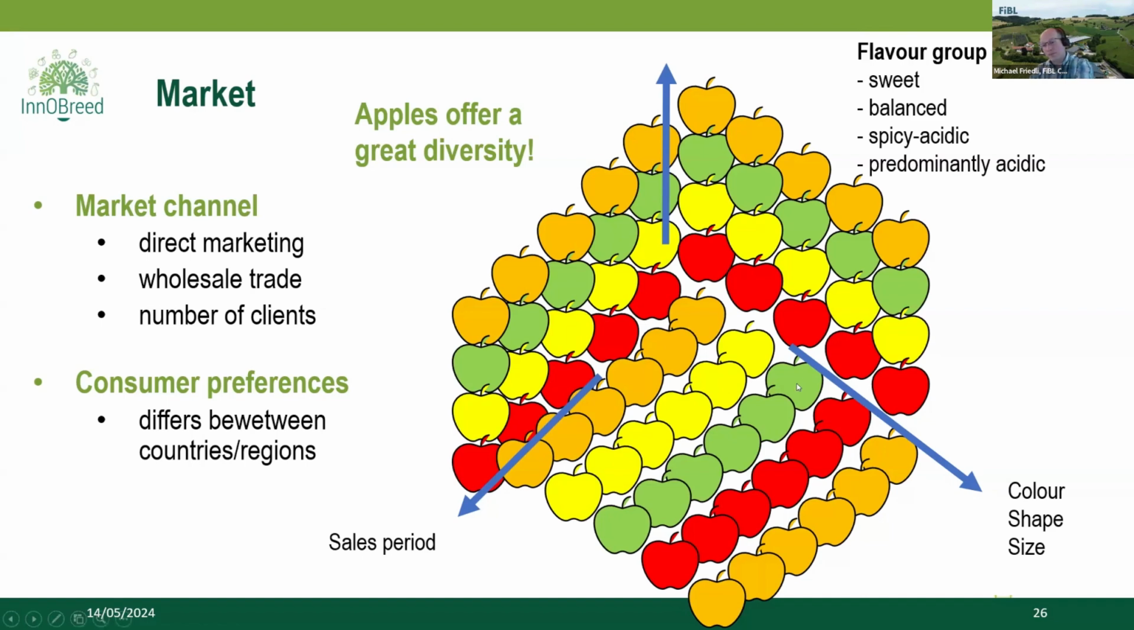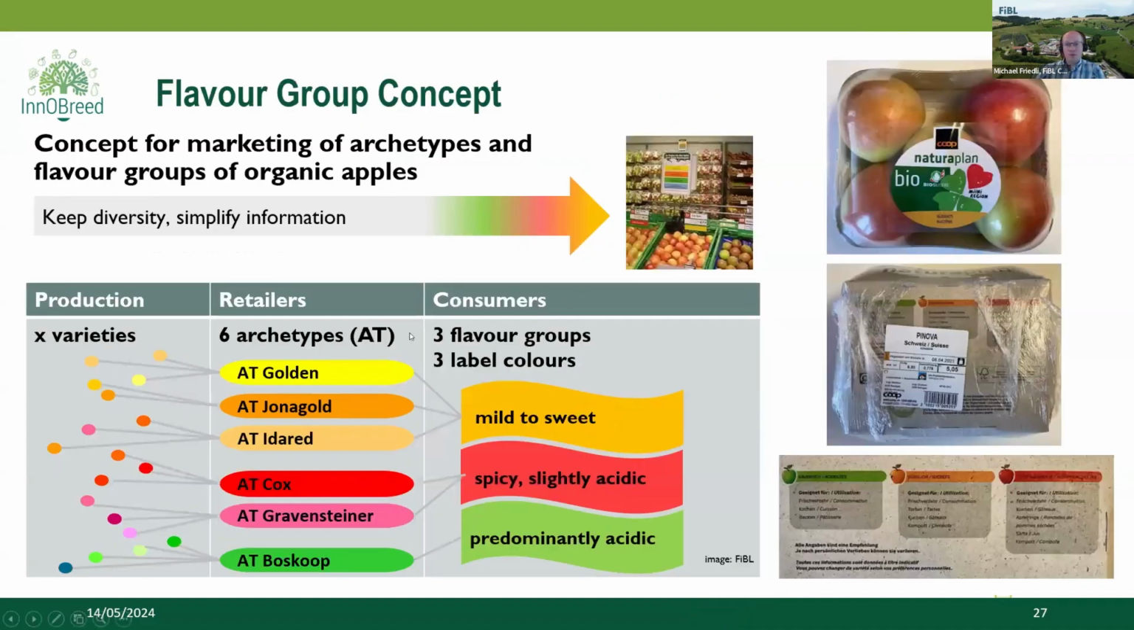And to overcome this, Fiebel, also in collaboration with Coop, one of the big two retailers in Switzerland, developed around, I think it's already more than 20 years ago, the so-called flavor group concept. And the idea behind was really to keep diversity, but also to simplify the information. And on this figure here, you can see how this system is working.